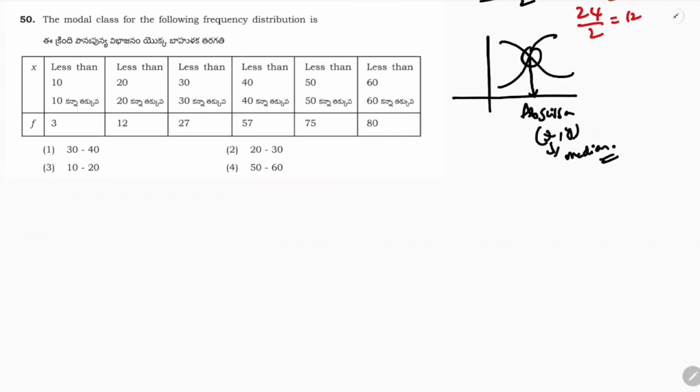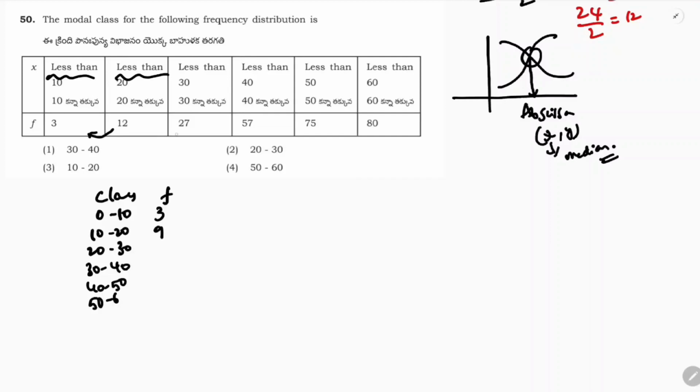So here the last question. So the modal class here, but the data is given in less than cumulative frequency. So first I'll write the classes. Class less than 10, so I'll write 0 to 10, 10 to 20, 20 to 30, 30 to 40, 40 to 50, and 50 to 60. Now frequency. See, whenever they give less than, the next column is not the frequency, it is less than cumulative frequency. Now I'll write the frequency, that is 3, 12 minus 3, which is 9, 27 minus 12, 15, 57 minus 27, 30, 75 minus 57, which is 18, and 80 minus 75 is 5.